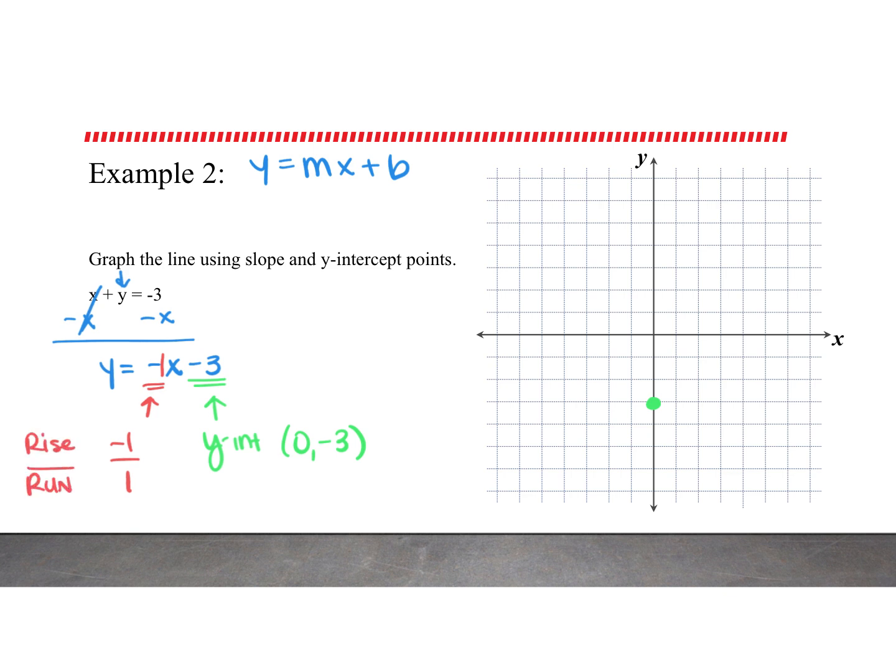So since the whole thing is negative, I tend to put the negative on the top to remind myself for a rise that we are going to go down 1. And then our bottom one is always going to run to the right. So we're going to run to the right 1. And that's where we're going to put our second point. And then we can connect our two dots together and we have this line graphed.